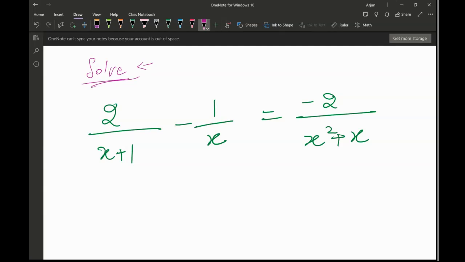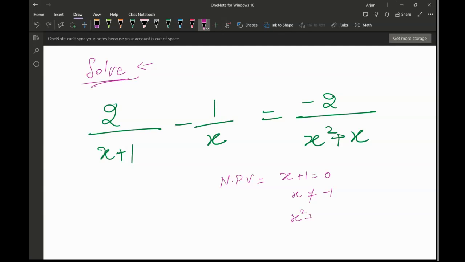Simplify means convert it into the easier term. Solve means you have to find the value of x. So find the non-permissible value, NPV. So x plus 1 is equal to 0. x cannot be equal to negative 1.